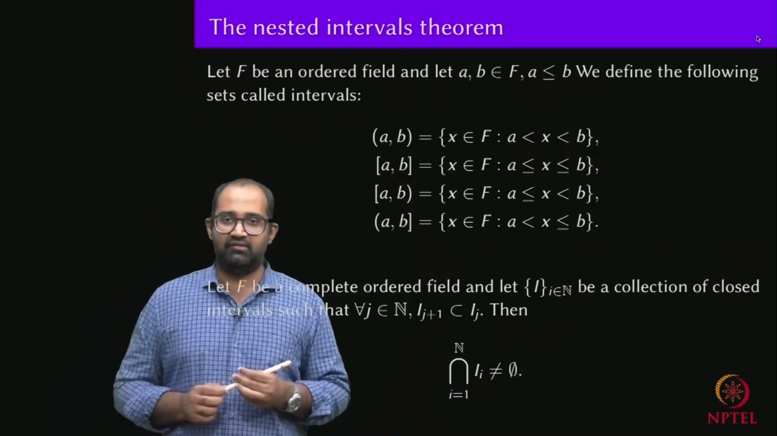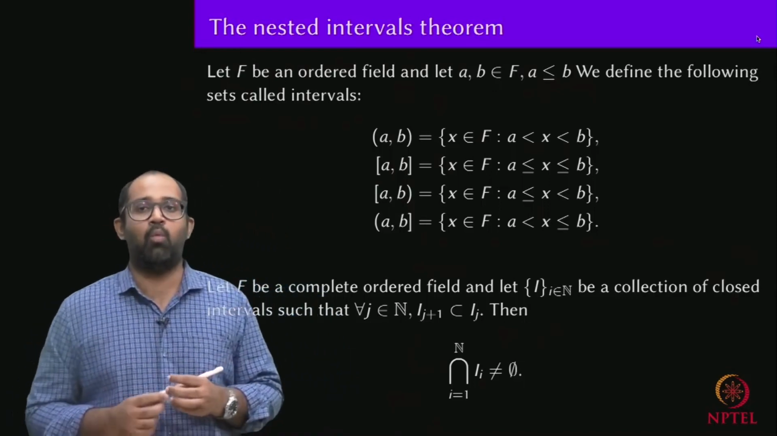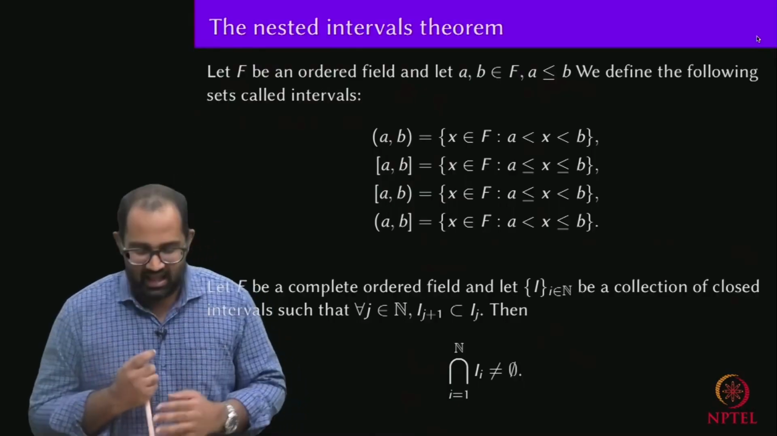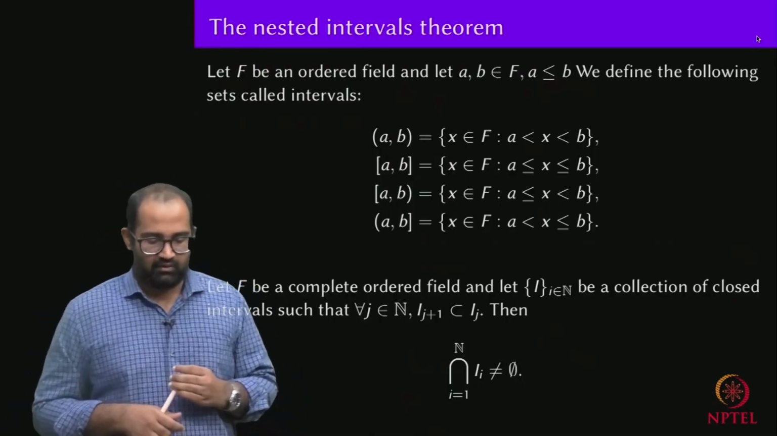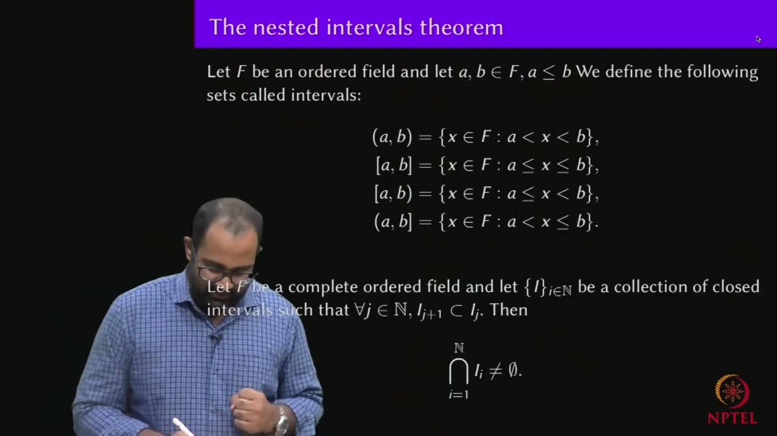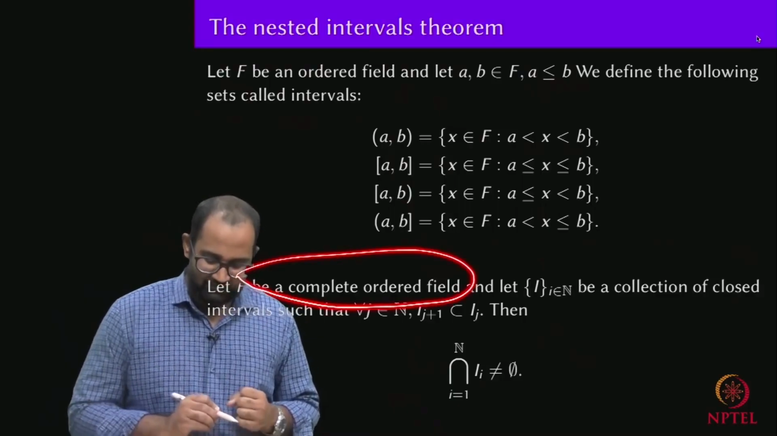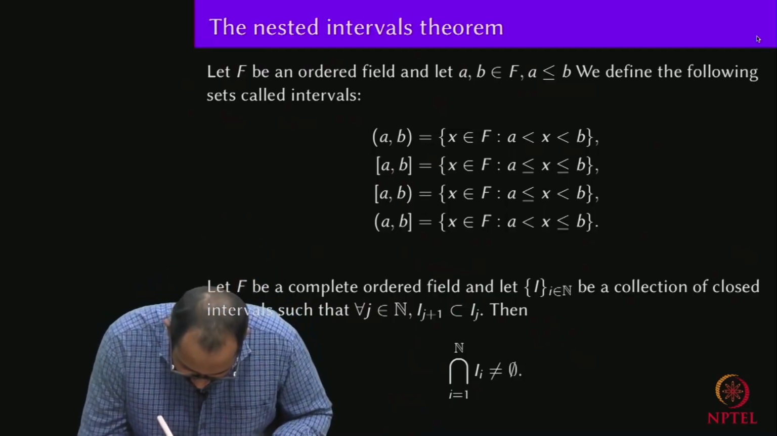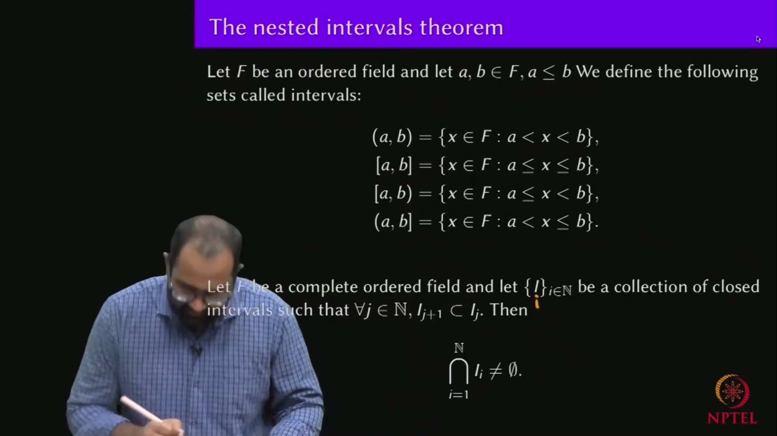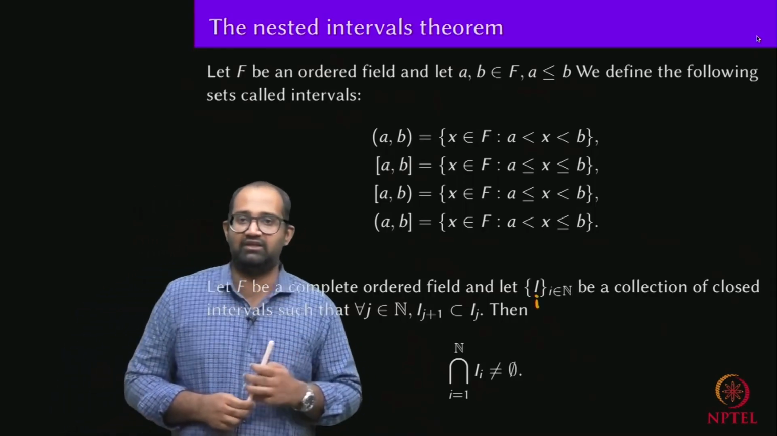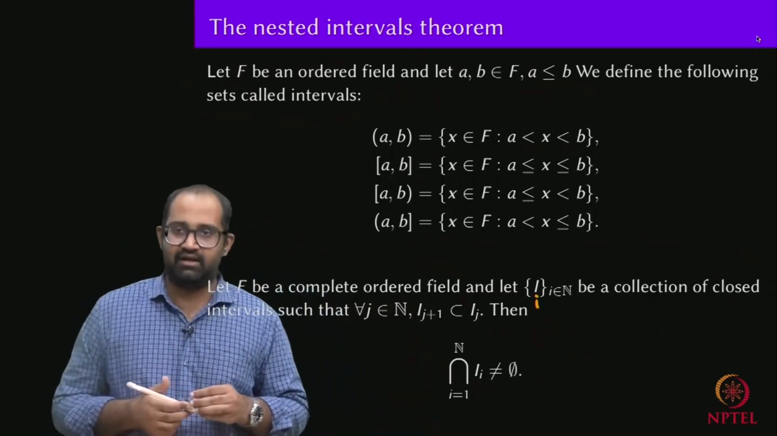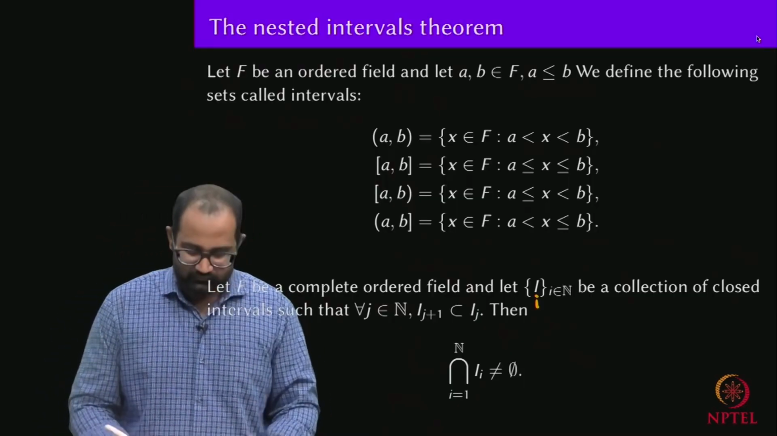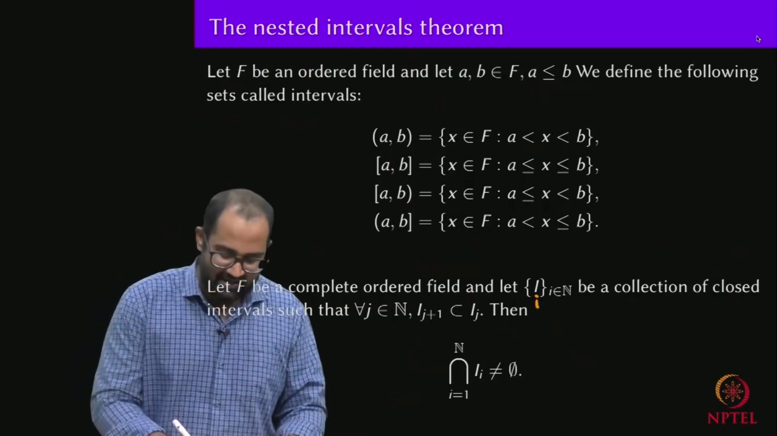Now here comes a very important fact in real analysis which is used extensively. For our purposes, it is going to illustrate why a complete ordered field does not have any holes. So, let F be a complete ordered field and let I_i, so there is a typo here, this is I_i, be a collection of intervals, an index collection, where the index comes from the natural numbers.